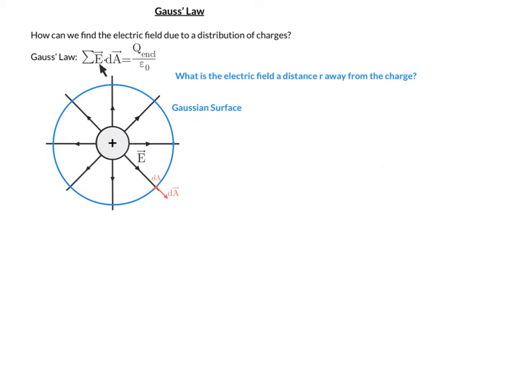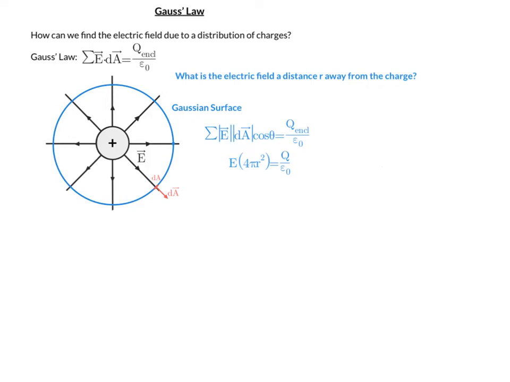So our E dot dA becomes just E dA. So Gauss's law then translates to the sum of E, magnitude of the electric field, times the magnitude of the area vector times cosine of the angle between them is equal to the charge enclosed by the Gaussian surface divided by epsilon naught.